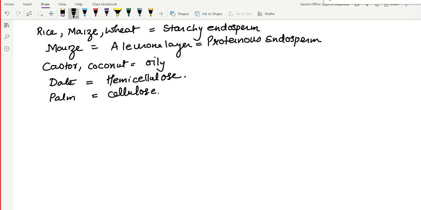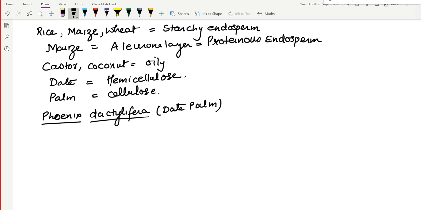Now in the case of the date plant, this particular endosperm is very hard in nature. We have a plant under date known as Phoenix dactylifera. It's called date palm. This is ivory palm. They are different palm plants. If we talk about the date palm, and plants like betel nut, in their seeds you will find a stony endosperm. So these are the different types of endosperm.